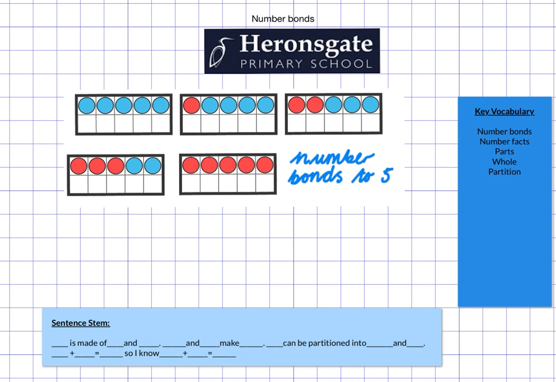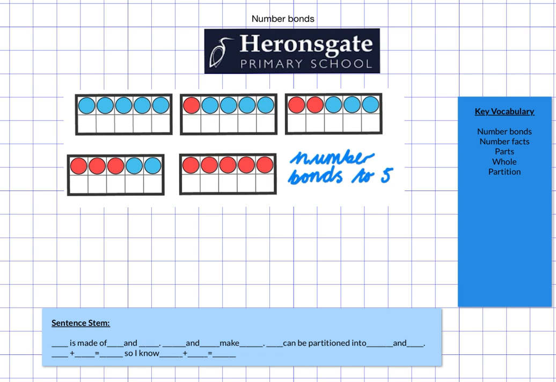So looking at number bonds to 5 here, the children might have a representation like this using tens frames to show all the number bonds to 5, and then they would be able to state what 5 is made up of. So here you could see 5 is made up of 5 and 0, and then you would say 5 and 0 make 5. Or in this one, 5 is made up of 1 and 4, 1 and 4 make 5.